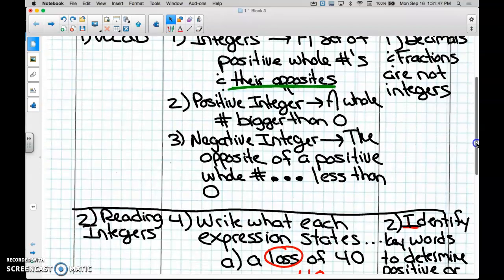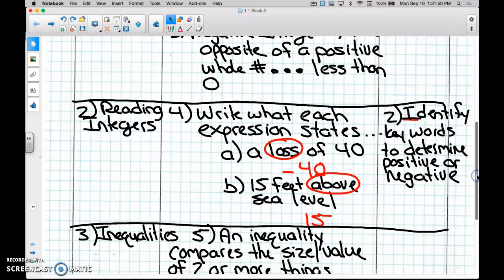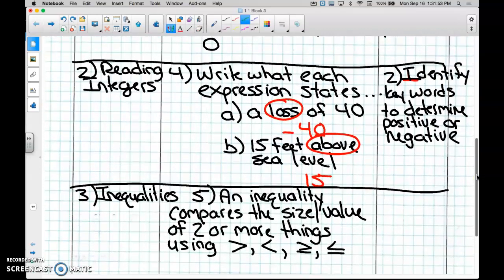Main idea number 2, we talked about reading integers. If you look at 4a and 4b, I circled loss and I circled above. We call these words what kind of words? Keywords. Excellent. They're keywords because they tell us how to write an integer. If you lose 40, what does loss mean? It means you have a negative 40. If you are 15 feet above, what does that mean? It's above 0, so it's a positive number. Here, did we put a positive in front of 15? No. We just left it blank because that means positive, right?